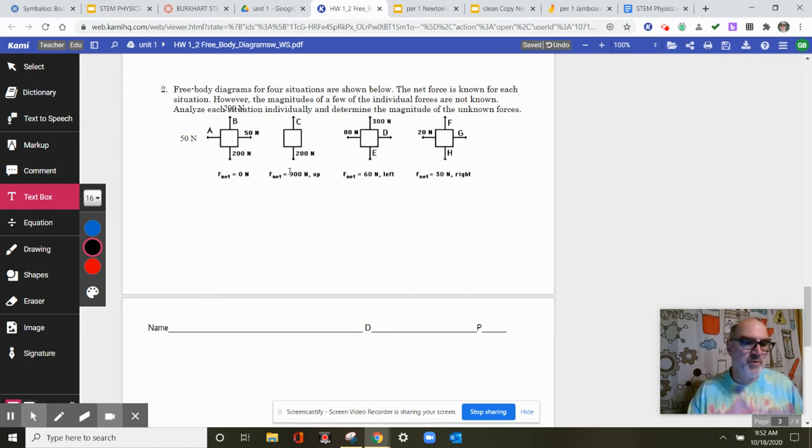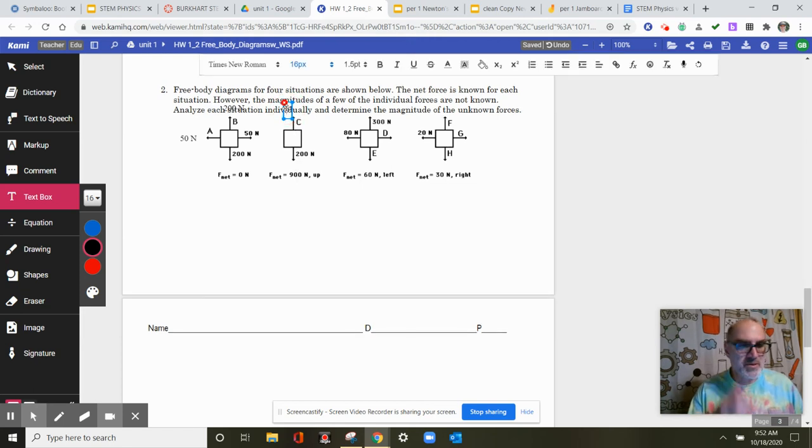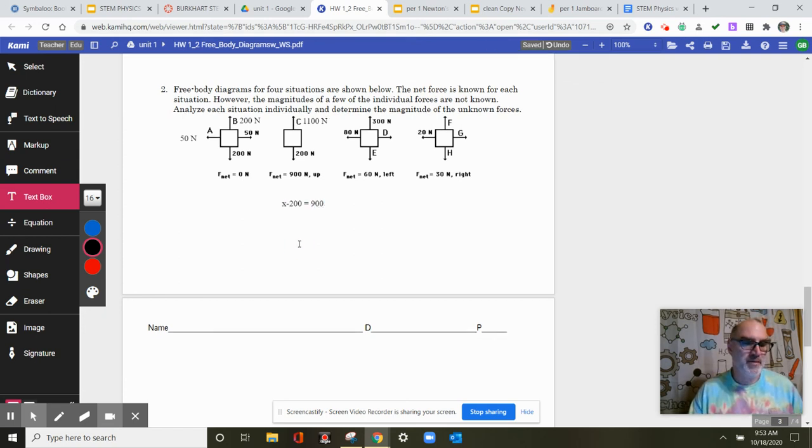All right, so the net force is 900 newtons up. So I need some force. So something minus 200 is equal to 900, right? And that number is 1100. If I have 1100 up and 200 down, then the net force is 900. So it'd be like x minus 200 equals 900. Solve for x. There's another way to figure it out if you like that sort of thing.